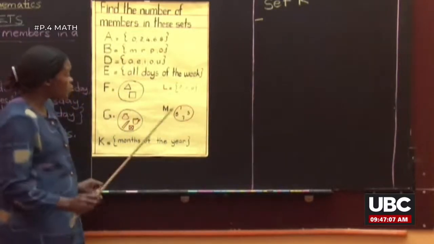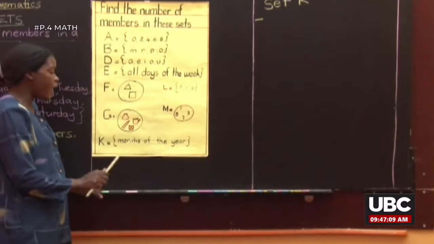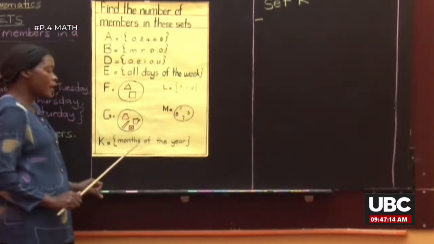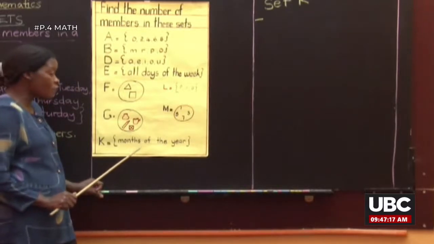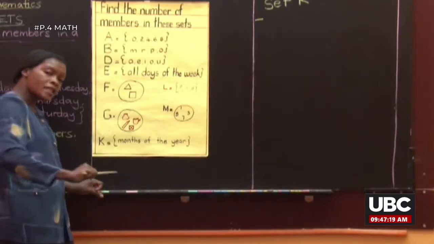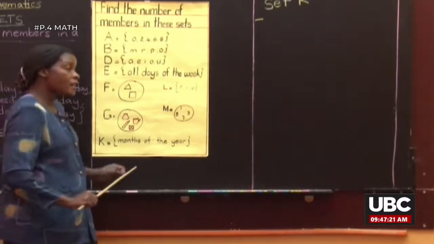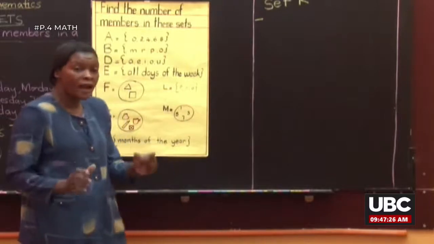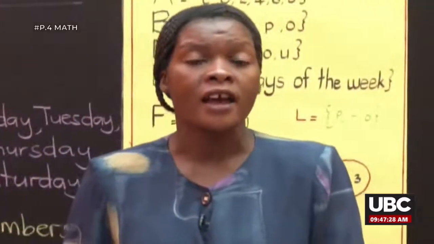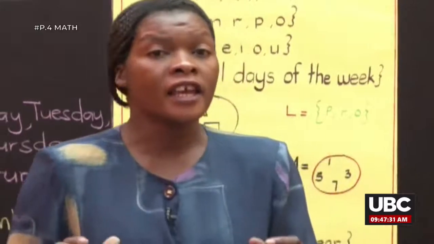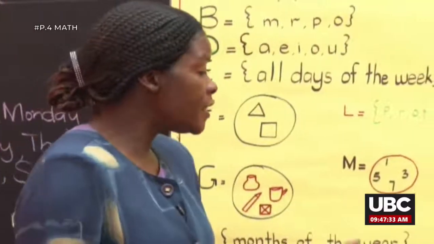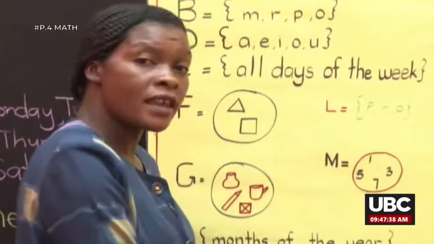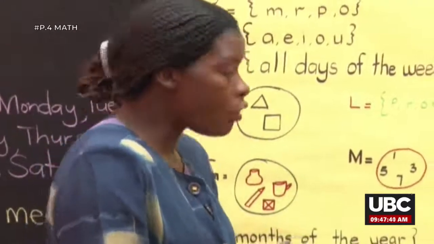Remember, we are talking about months of the year. Since we are in the year 2012, we had 2011. After that, we came to 2012. There are particular months which are there in every year. And the months are 12. The months of the year are 12.